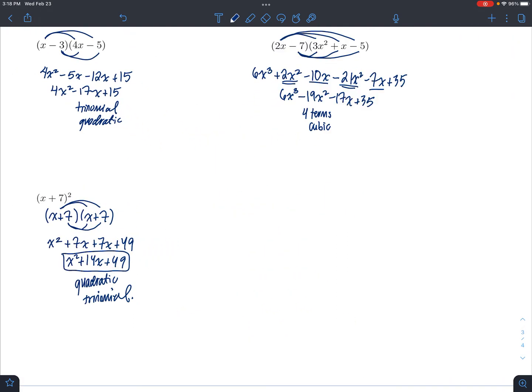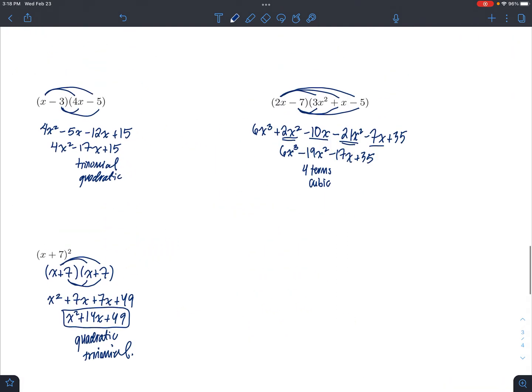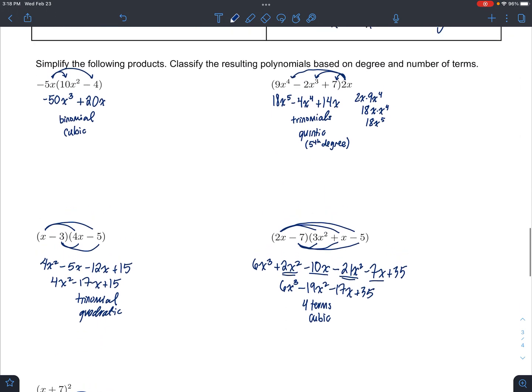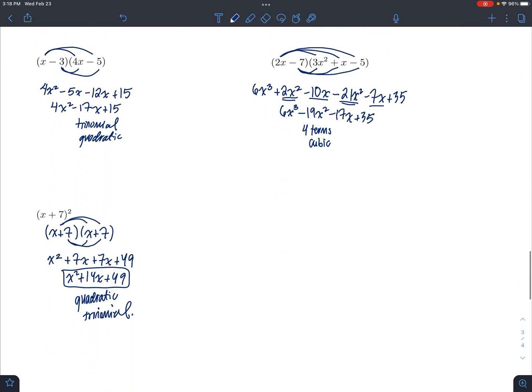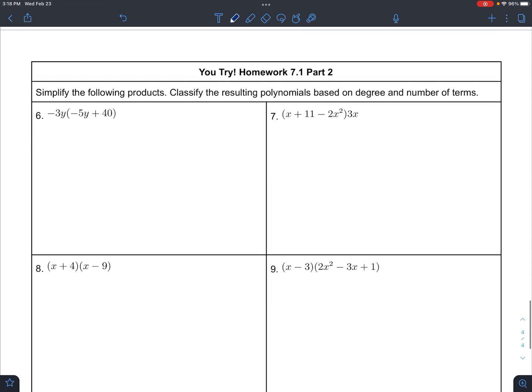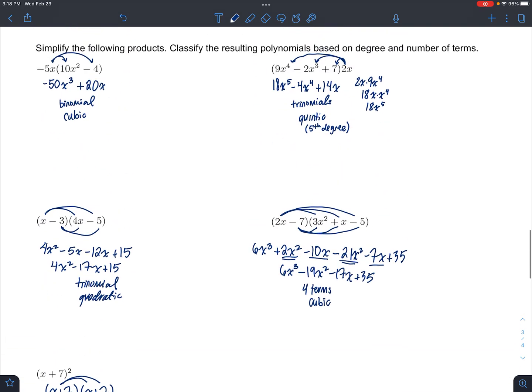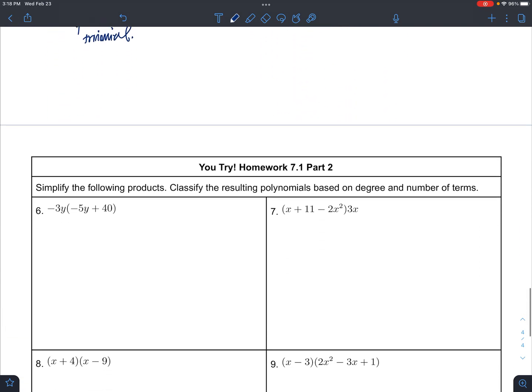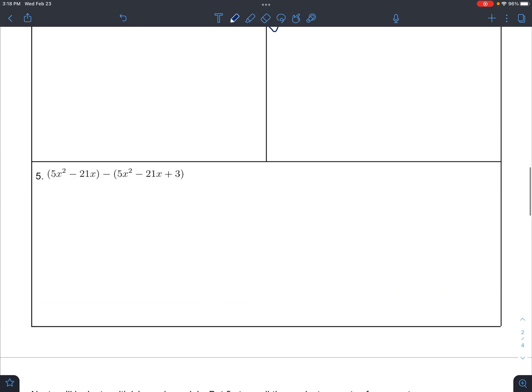Okay? Alrighty, so those are plenty of examples. Hopefully you got those down in your notes. And go ahead and try these problems down here. They're almost exact replicas, just with different numbers. And check with my key and see what you get.